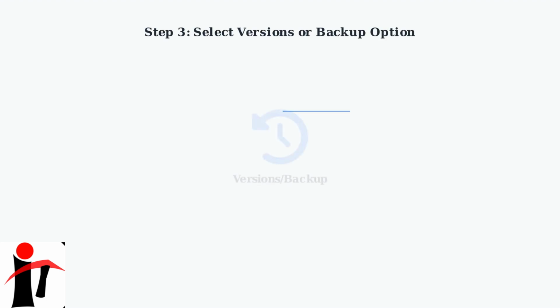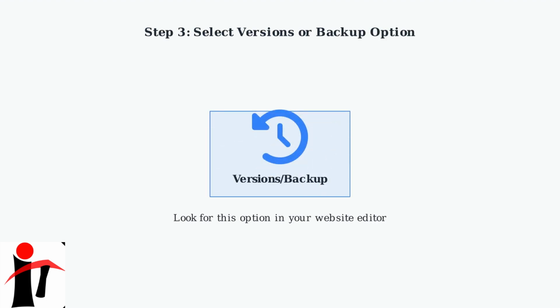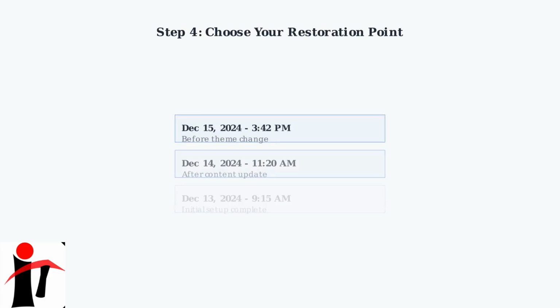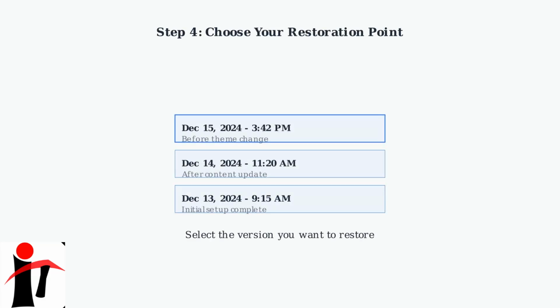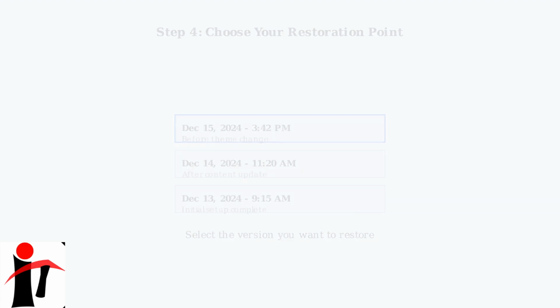Once you're in your website builder, look for the Versions or Backup option. This is usually found in the Settings menu or main toolbar of your website editor. You'll see a list of available restoration points with dates and times. These represent different versions of your website. Choose the version you want to restore to by clicking on it.